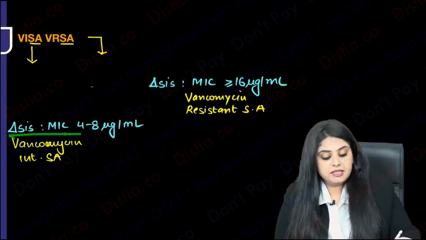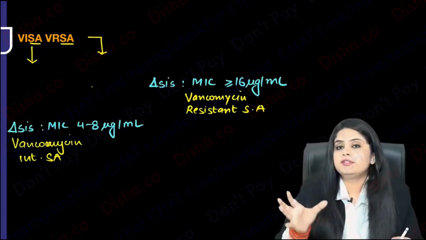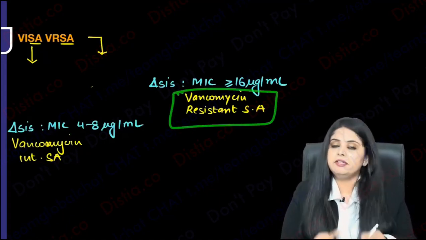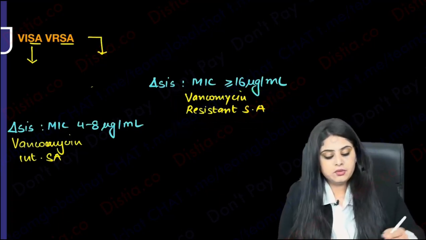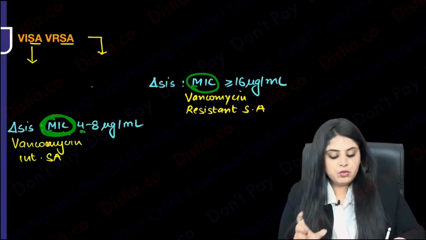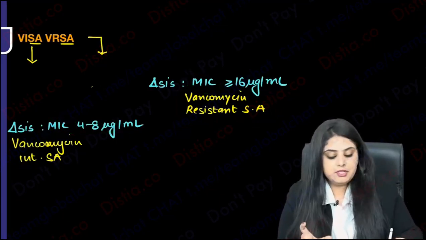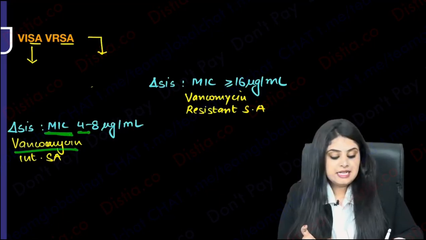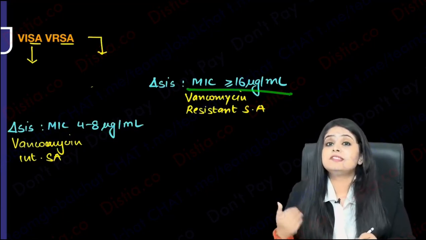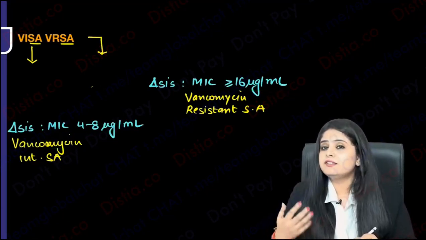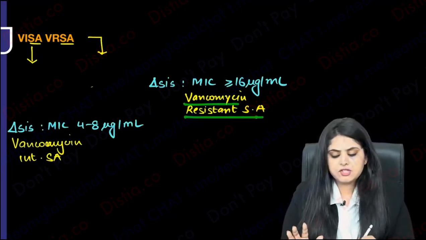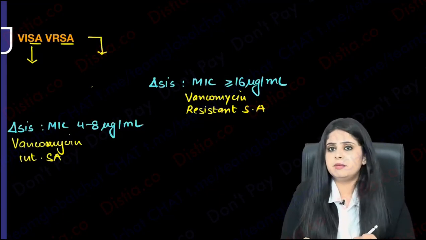Why? VISA means it is on its way to resistance. It has kind of started becoming resistant, but VRSA means definitely resistant. How do I get to know? I will do the MIC. If the minimum inhibitory concentration of vancomycin is between 4 to 8 microgram, it is VISA. But if you need 16 microgram and above to kill the bacteria, such a high dose is needed, then it has definitely become resistant.